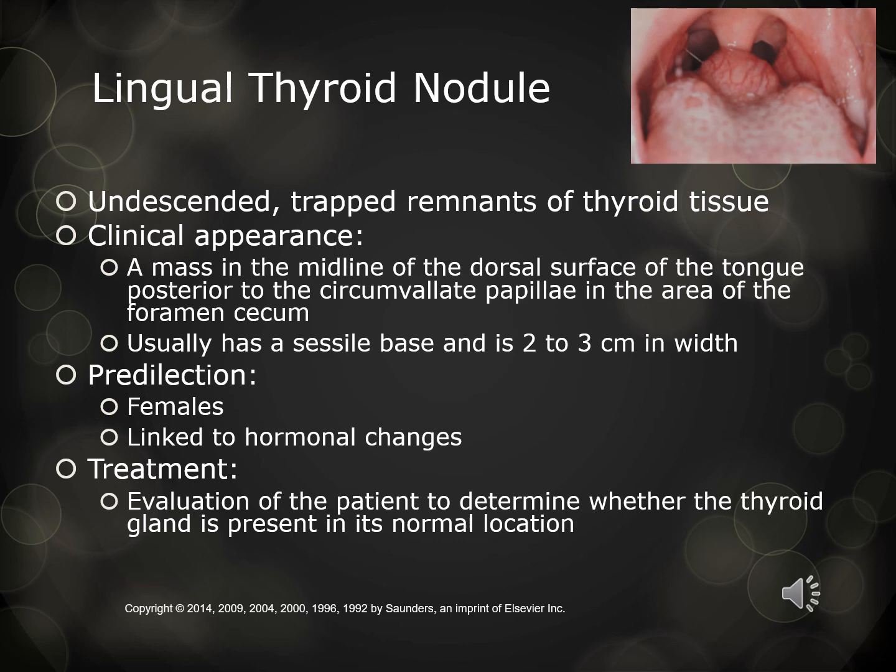Its clinical appearance is a mass in the midline of the dorsal, the top of the tongue, on the back side, posterior to the circumvallate papilla, in the area of the foramen cecum. It usually has a sessile base, which is a broad base that is 2 to 3 centimeters in width. It usually occurs with females linked to hormonal changes. There's no treatment that is needed unless the patient has an obstruction with swallowing.